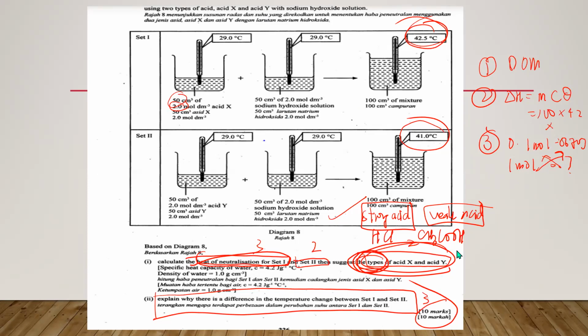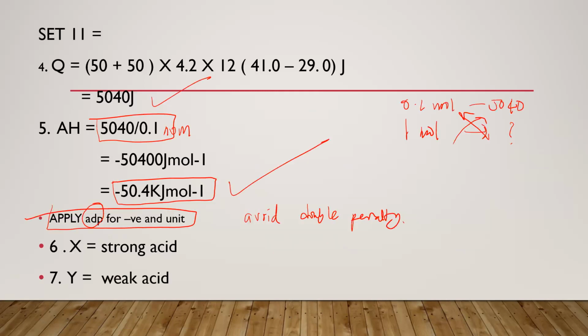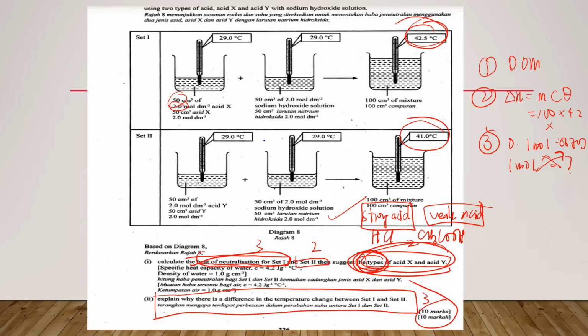Again, I'll finish off for today with the last 3 marks. And I want you to memorize this answer because every single year, if this question comes out, this is the answer. This is a marking scheme. Nothing for you to worry about. So the question is asking, why is there a difference in temperature change, which I asked Shahimi just now, between set 1 and set 2? Okay, so 3 marks, which means you have to give me 3 points.